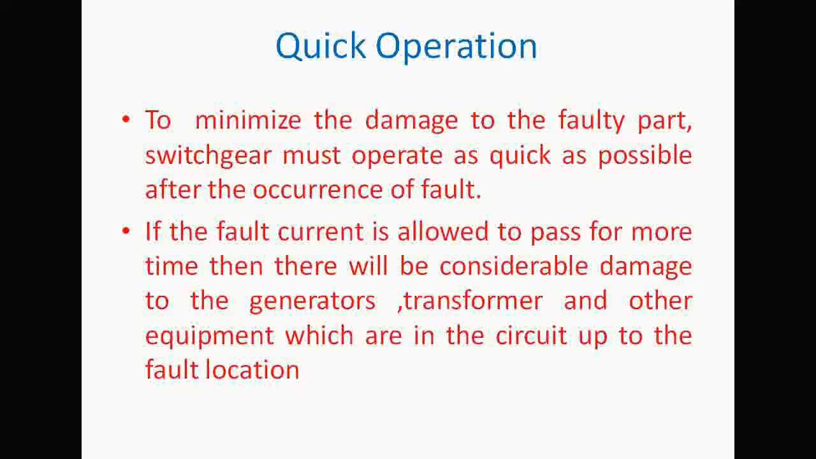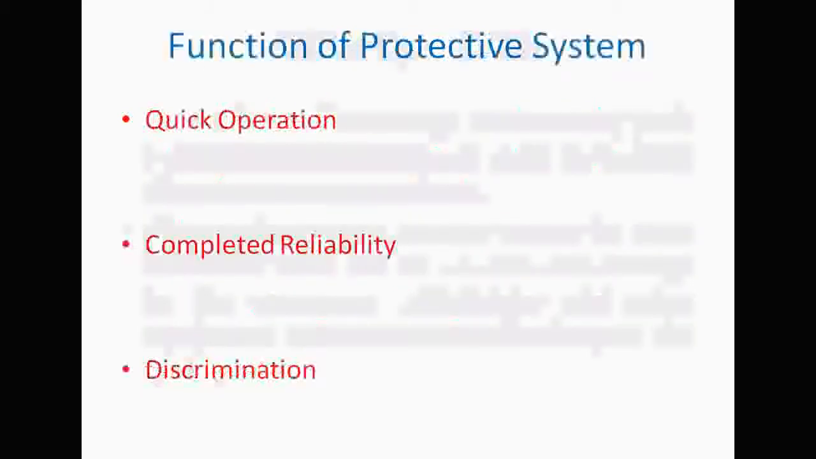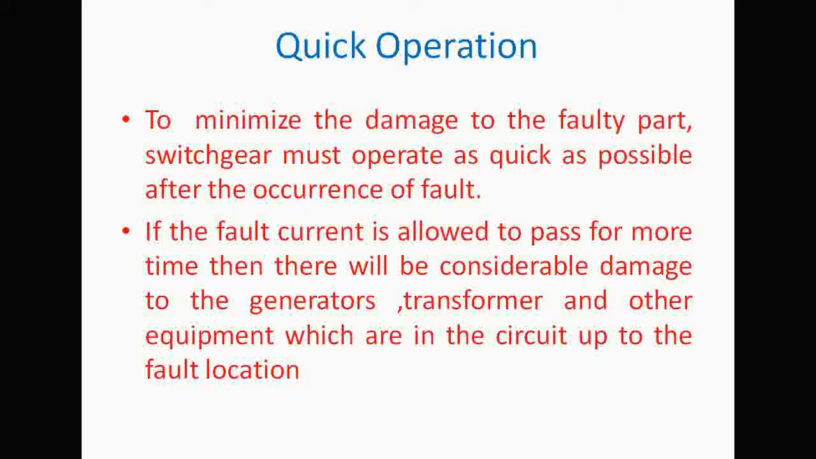Now here we can see that, to minimize the damage to the faulty part, switchgear must operate as quickly as possible after the occurrence of fault. Fault होने के बाद में जितने जल्द से जल्द आपका protective switchgear operate होगा तो definitely आपके जो भी working equipments हैं, आपके जो major systems हैं, तो आप उसे easily protect कर सकते हैं. अगर ये fault current आपके system में ज़्यादा रहा तो definitely it will create the damage or problem occurs at the side of generators. Definitely your transformer will also be hampered, other equipments which are very essential for electrical power system, those are also damaged. So the prime function of your protective system is to operate as early as possible.